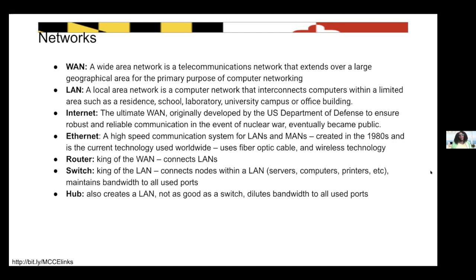Then we have the router, which is the king of the WAN, and it connects LANs. And a switch, which is the king of the LAN, and it connects nodes within a LAN, such as servers, computers, and printers, and maintains bandwidth to all used ports. And then we have a hub, which contains a LAN, not as good as a switch, and it dilutes the bandwidth to all used ports. A lot of vocabulary. So let's break it down step by step and have a look at a couple.